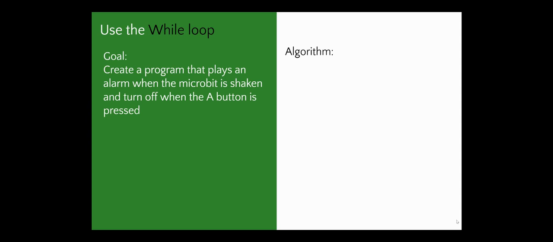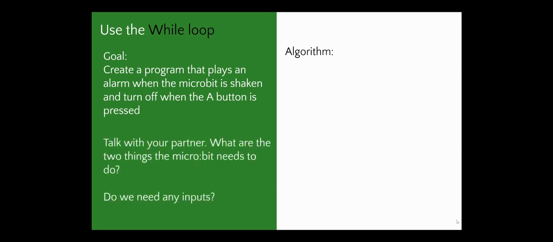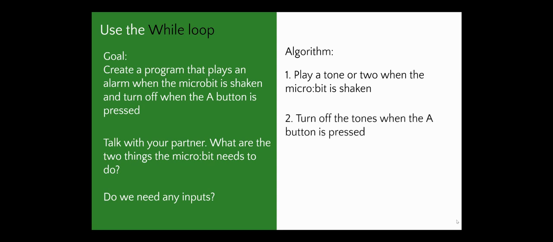So we're going to use the while loop to create a program that plays an alarm when the microbit is shaken and turns off when the A button is pressed. For our algorithm, there are two parts to this. The first one is play a tone or two when the microbit is shaken. Part two is turn off the tones when the A button is pressed.